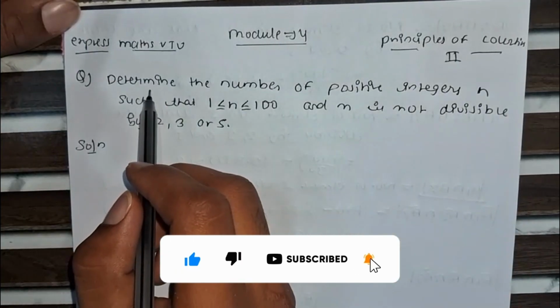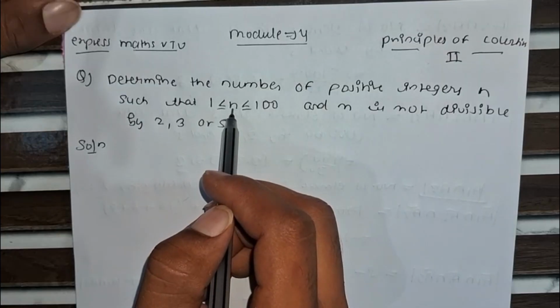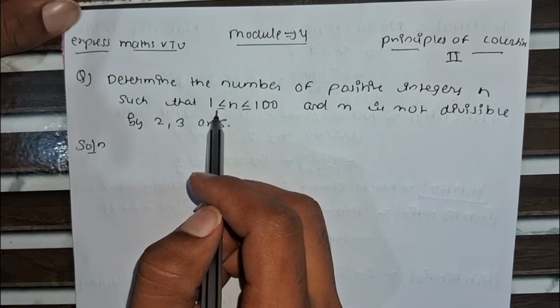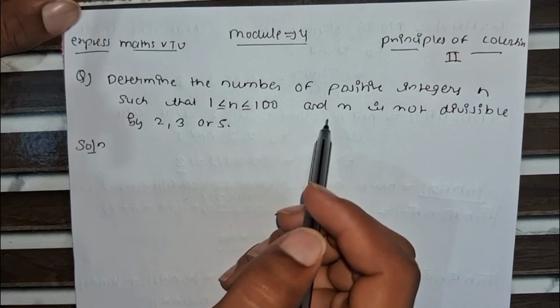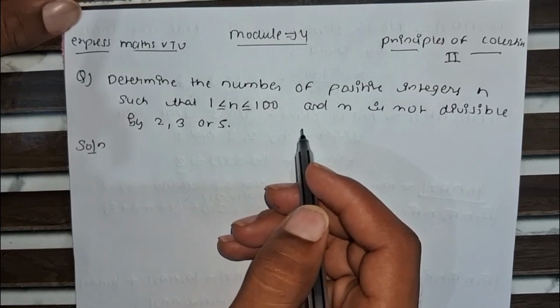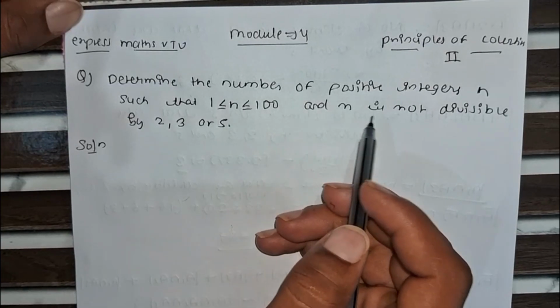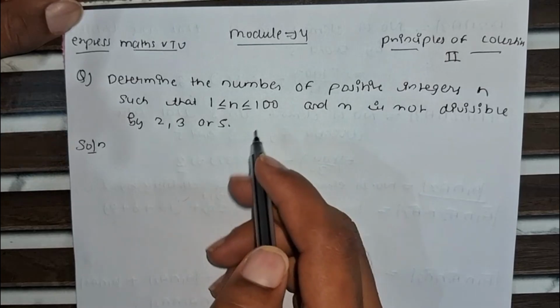So the question is: determine the number of positive integers n, where n is greater than or equal to 1 and less than or equal to 100, and n is not divisible by 2, 3 or 5. So in this question, what do we have to find? We have to determine the number of positive integers that are not divisible by 2, 3 or 5.